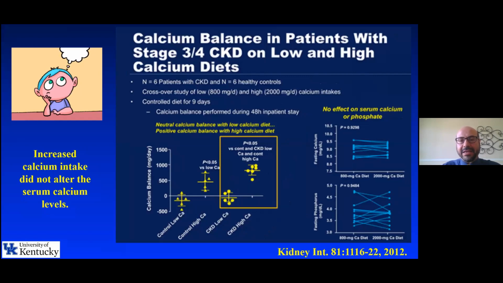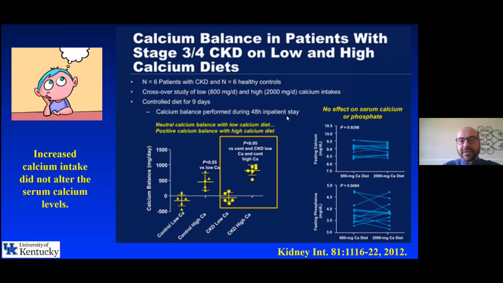So they did calcium balance in just 6 patients. They didn't do 600 patients, six patients. And they crossed over these patients. They put them on either low calcium intake, 800 milligrams a day, or high calcium intake, 2 grams a day, and they crossed over. They put them for 9 days on either low, then gave a washout period, then switched low to high and high to low. And they examined the calcium balance for these patients.